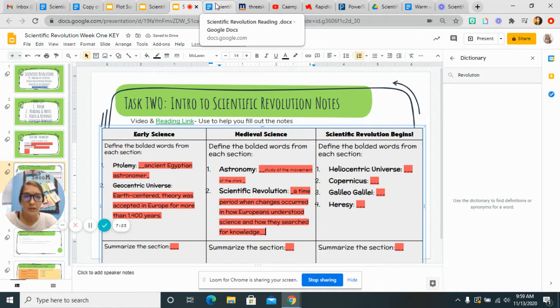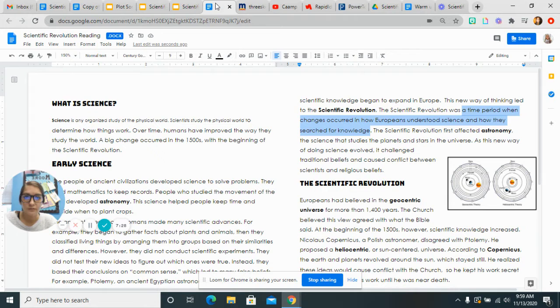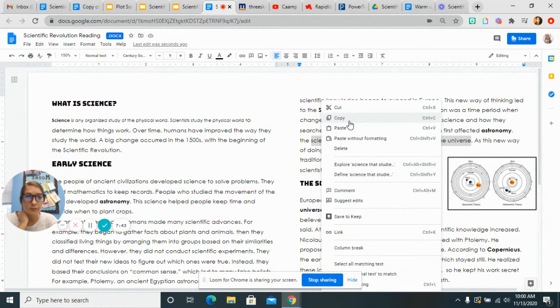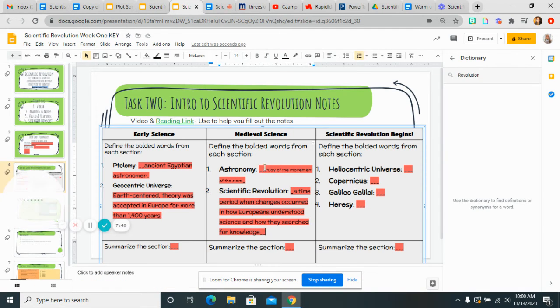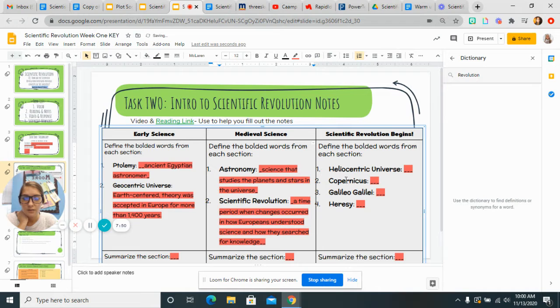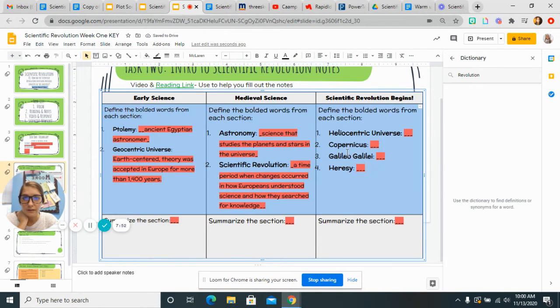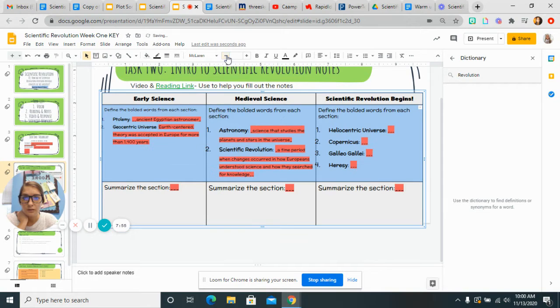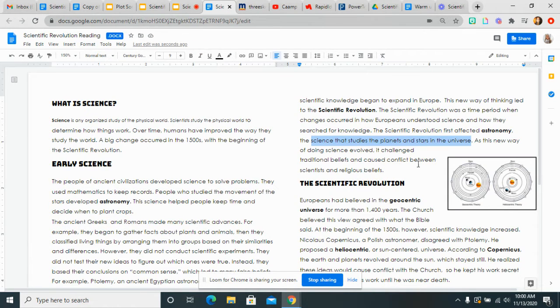We're looking for heliocentric universe, Copernicus, Galileo Galilei, and heresy. The scientific revolution first affected astronomy, the science that studies the planets and the stars in the universe. Actually, that's a better definition than the one that I put earlier. So let's go back and put this new definition. I'm going to make this text smaller so I'll have room to write my summary.